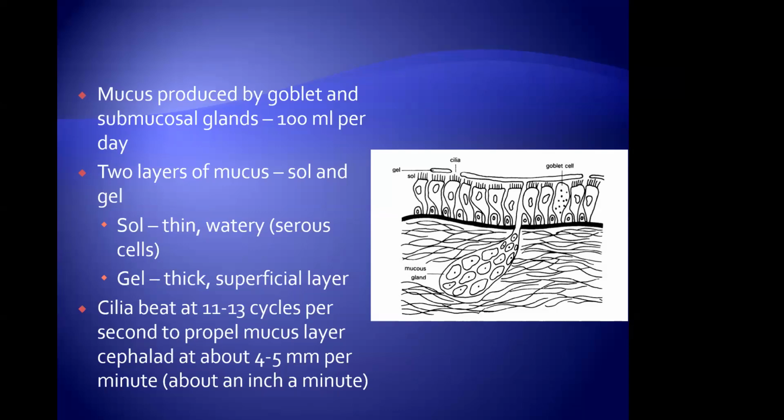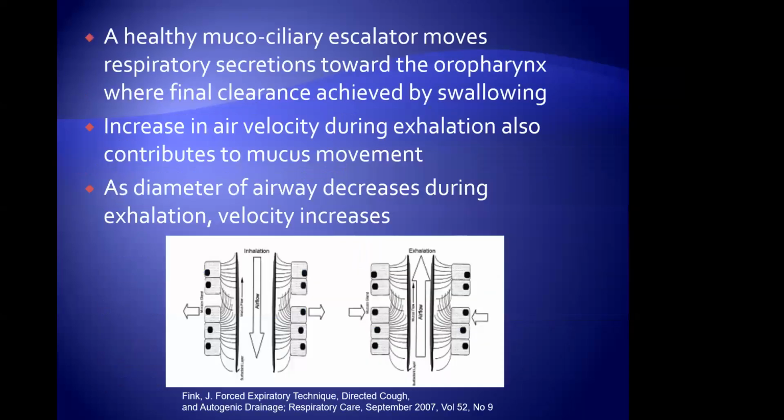So when we look at that, what would a patient do that would blunt the ciliary beat? What is something our typical patient does? Yeah, if they're smoking, that stops the cilia. So we need to encourage the patient to stop smoking, Mr. and Ms. Smith. That's not a good thing. Again, we see it, we talk about it, we get it. A healthy mucociliary escalator moves respiratory secretions toward the oropharyngeal area, where the final clearance is achieved by swallowing.